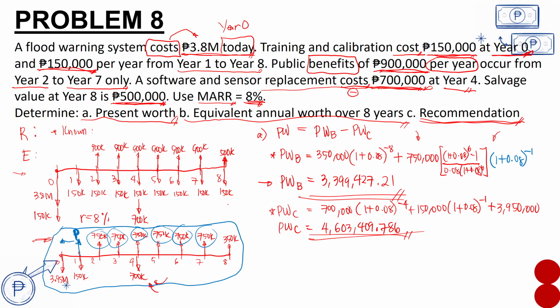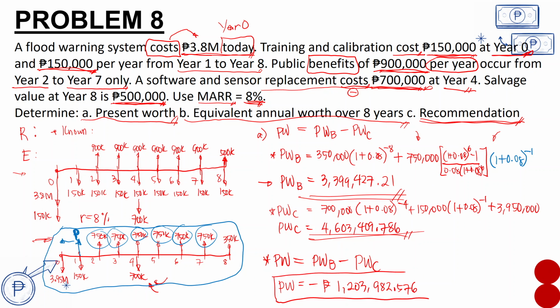But since we are asked to find the present worth, therefore we are going to get the present worth. The present worth is again the difference of the present worth of the benefits minus the present worth of our cost. And the present worth is equal to negative 1,203,982.576. We have a net loss. We do not profit from this one.